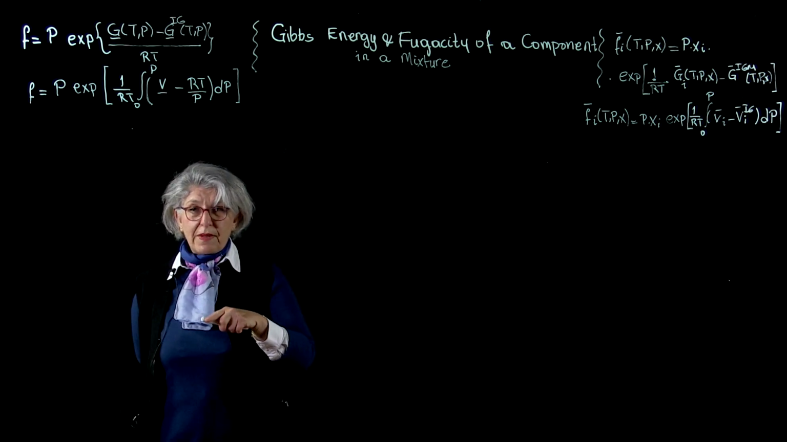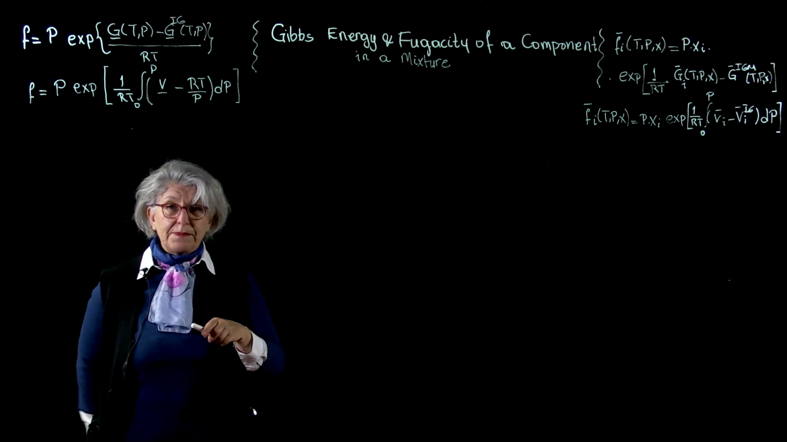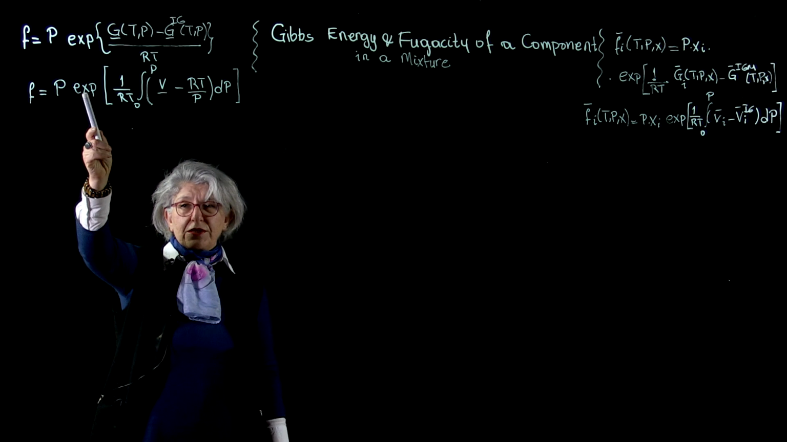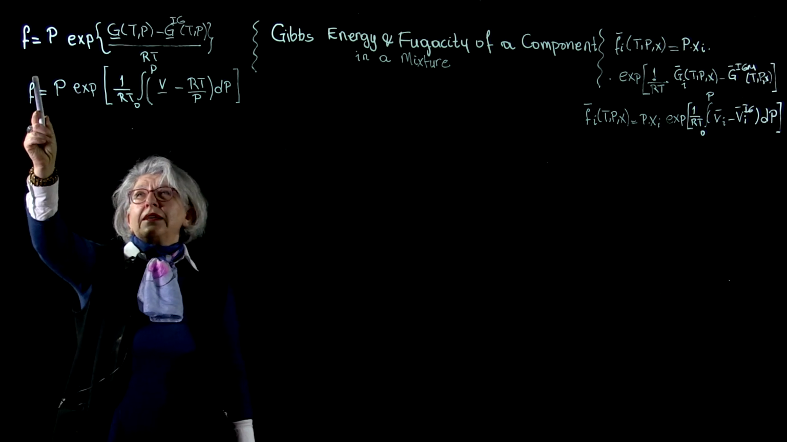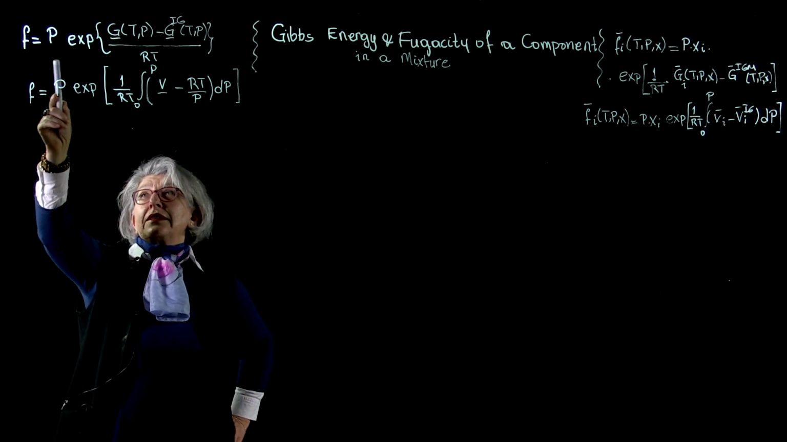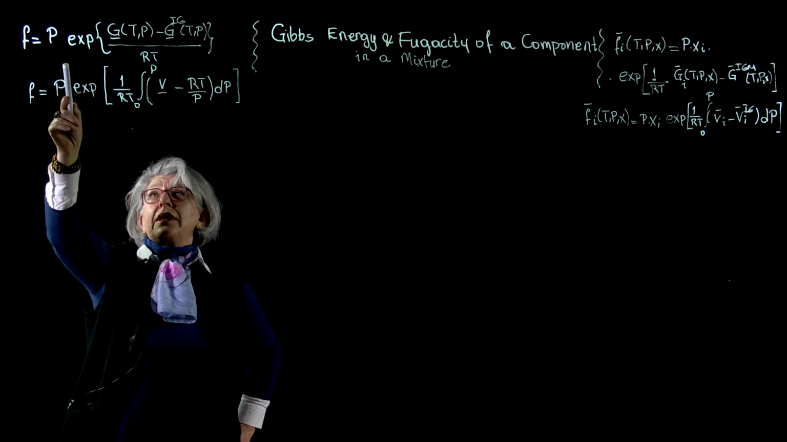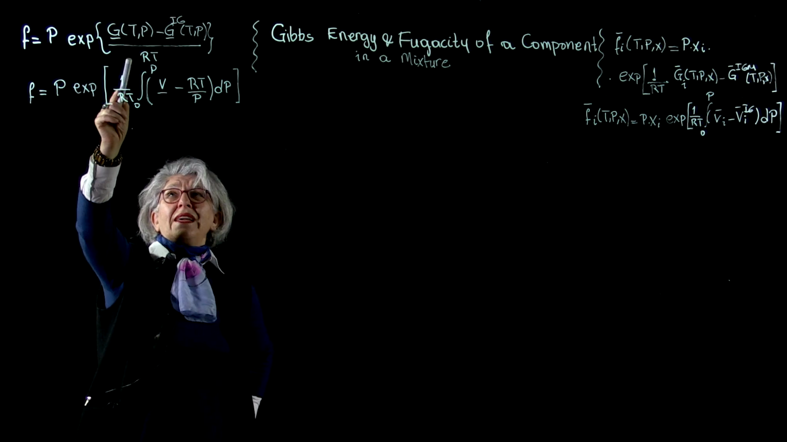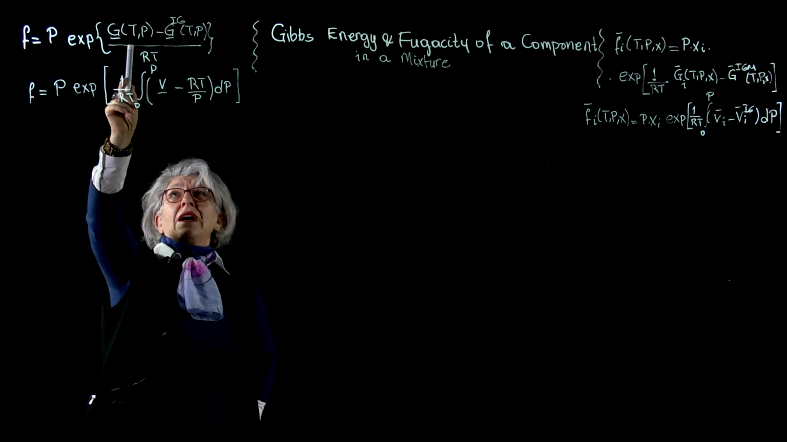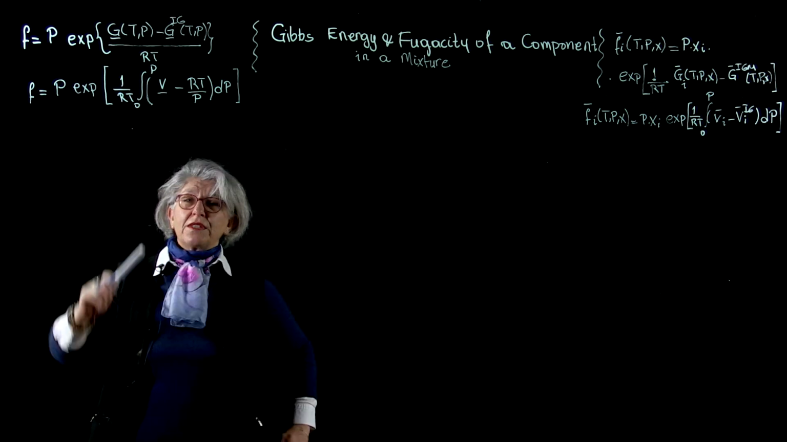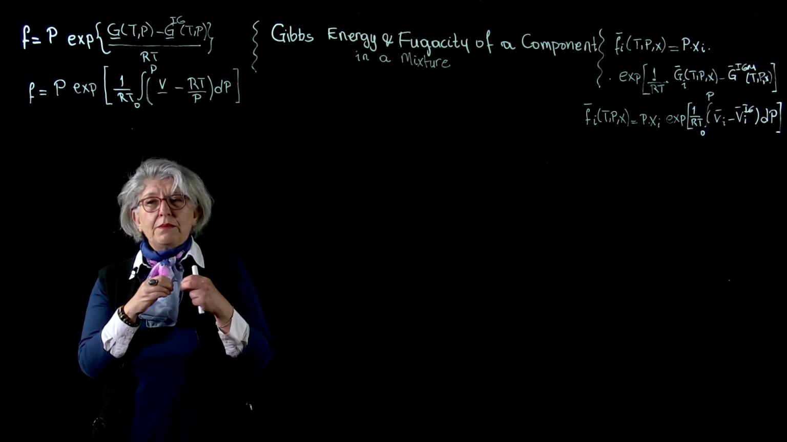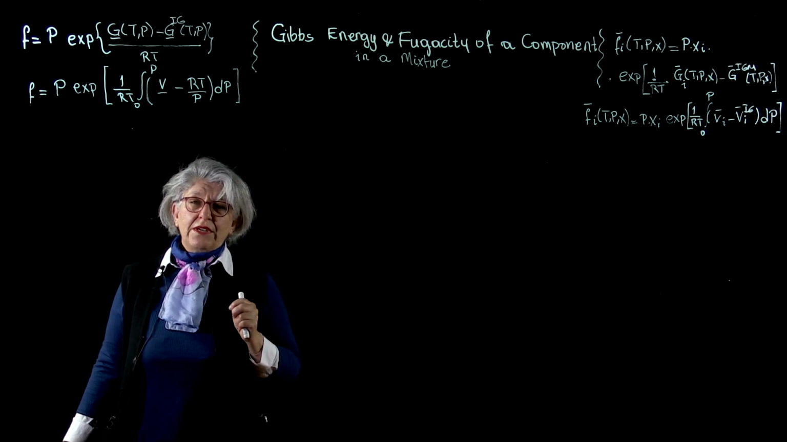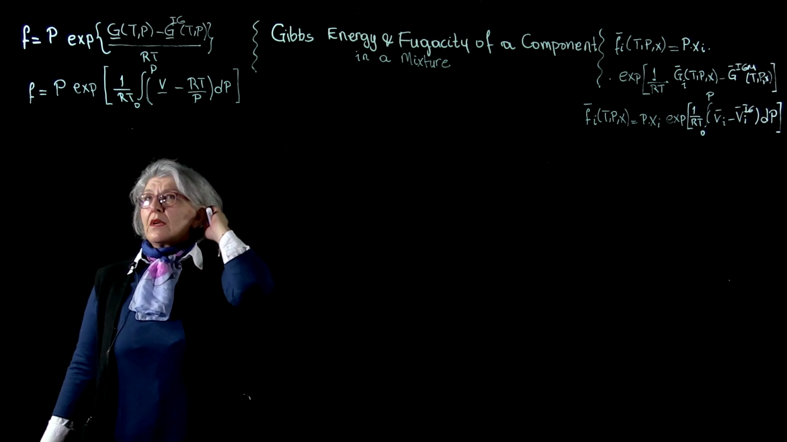Now let's first remember the definition of the fugacity. Fugacity, with respect to the Gibbs free energy, is defined in this equation. It is the pressure multiplied by an exponential factor, which is scaled to the thermal energy of the difference between the Gibbs free energy of our component minus the ideal gas Gibbs free energy of the same component.